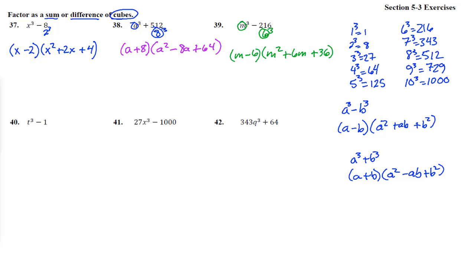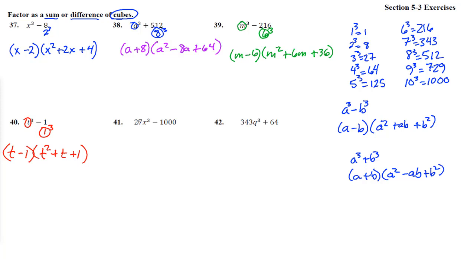All right, number 40. There's the 1 right there. 1 is 1 cubed. So we get to use a is t and b is 1. So it's t minus 1. And then following the rest of this formula would be t squared plus 1 times t plus 1 squared. And there we have it.